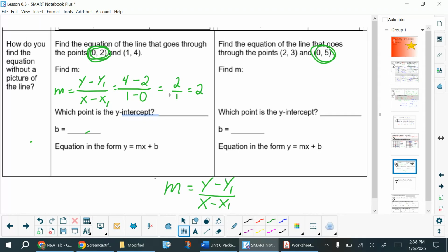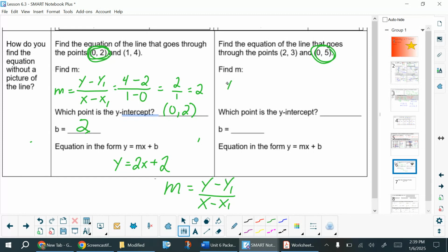This point 0, 2 is my y-intercept, which means my b value is 2. And then when I plug them into my equation, I have y equals 2, because 2 is my slope, x plus 2, because 2 is my y-intercept. Maybe you should use the number 2 a little less. But anyway. Over here, and do the exact same thing.